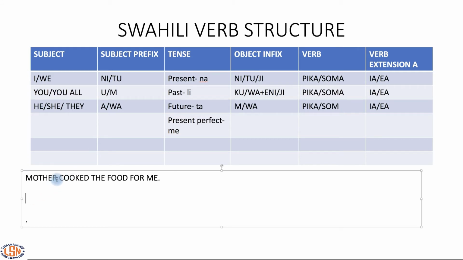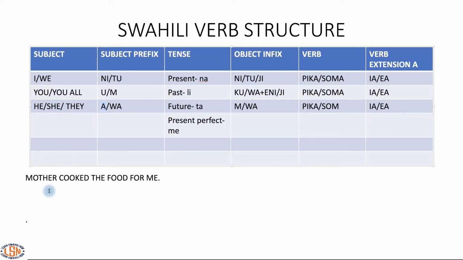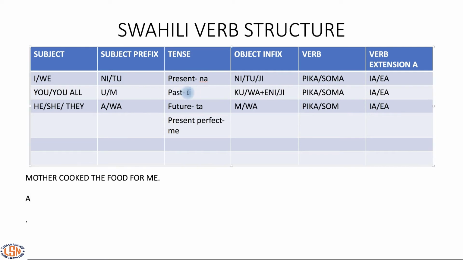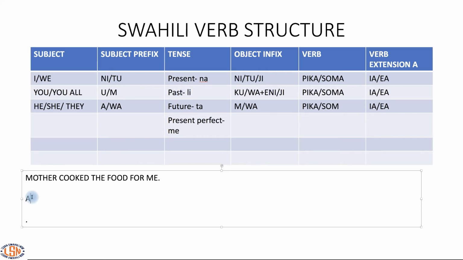So what subject prefix do you think we would need to use for mother? That goes under he or she. So we come here, we're like, okay, he or she, we're going to take that a. All right. So we just said that this action took place in the past. We come to a chart here, oh, past, li. You put it right here. And then you're like, cooked for me.